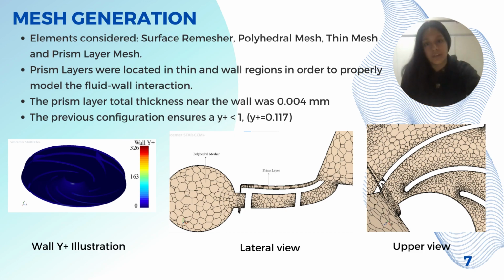The prism layer total thickness near the wall was 0.004 millimeters, and the previous configuration ensures a Y plus that's lower than 1, in our case 0.117. We can also see there's a lateral and upper view of the impeller, and we have the wall Y plus.